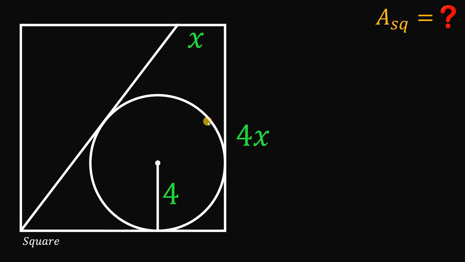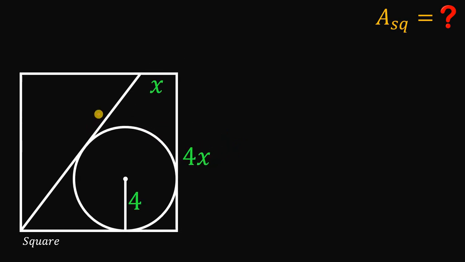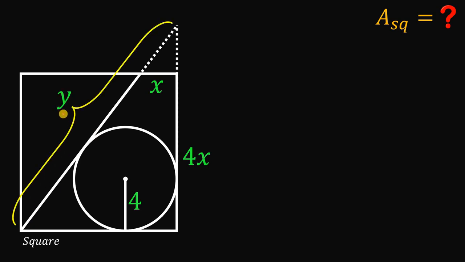So to start with, let's shrink this figure. And then, let's extend this segment right here. And let's extend the side length of the square, like this. So now, let's call this total segment y. Why not? And since it is a square, all of these sides must be equal to 4x.